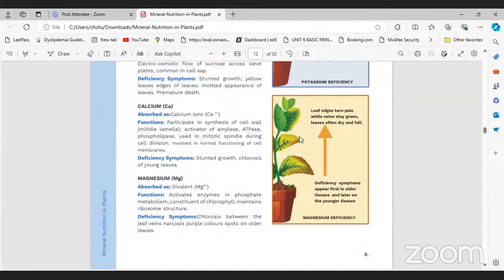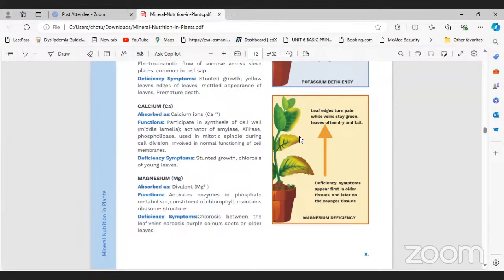Next one is magnesium. Magnesium is indispensable for the formation of chlorophyll, since it is the one and only mineral constituent of chlorophyll.